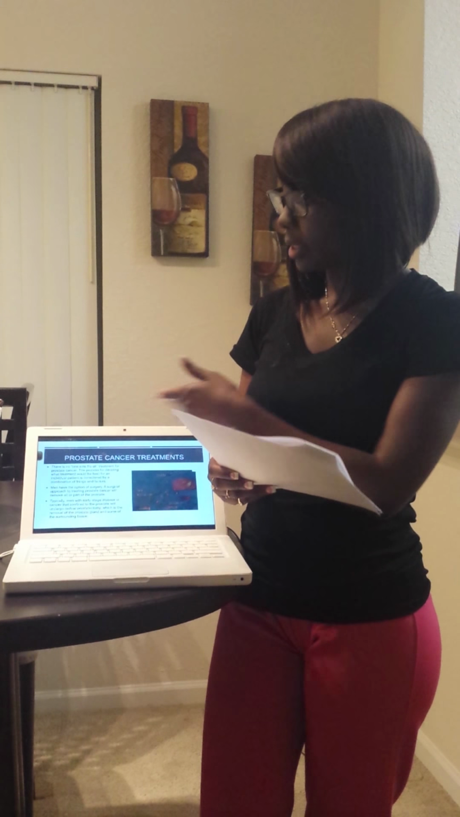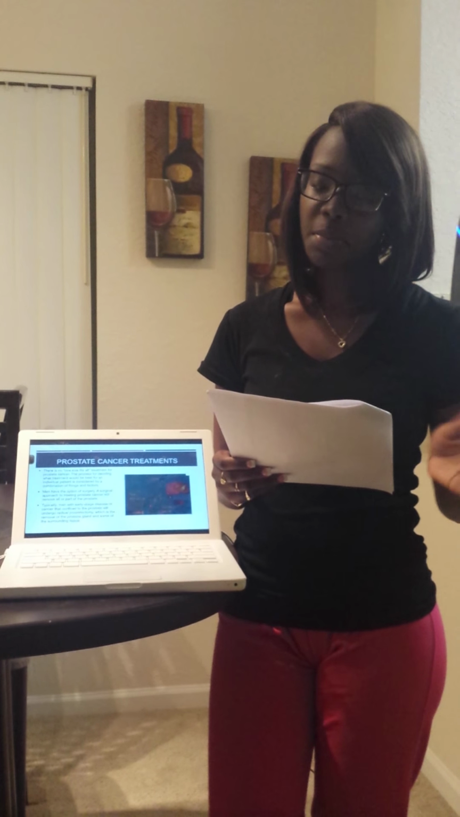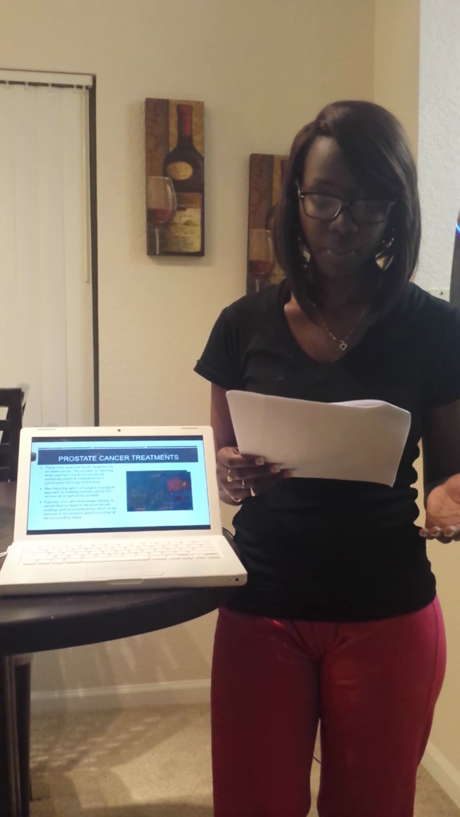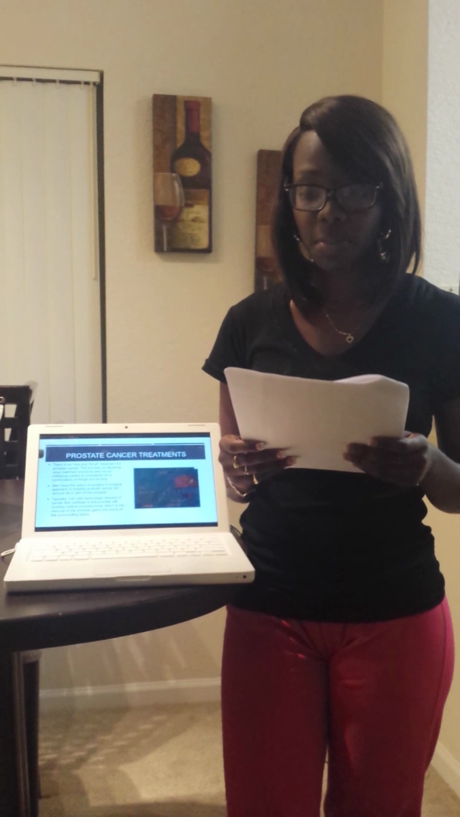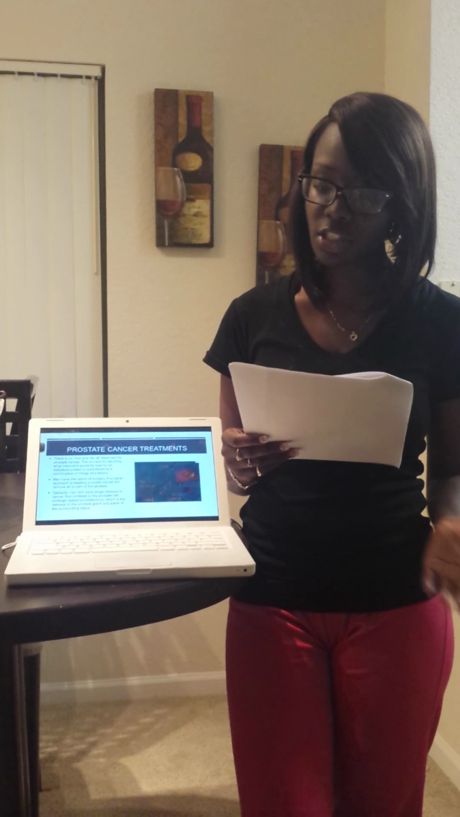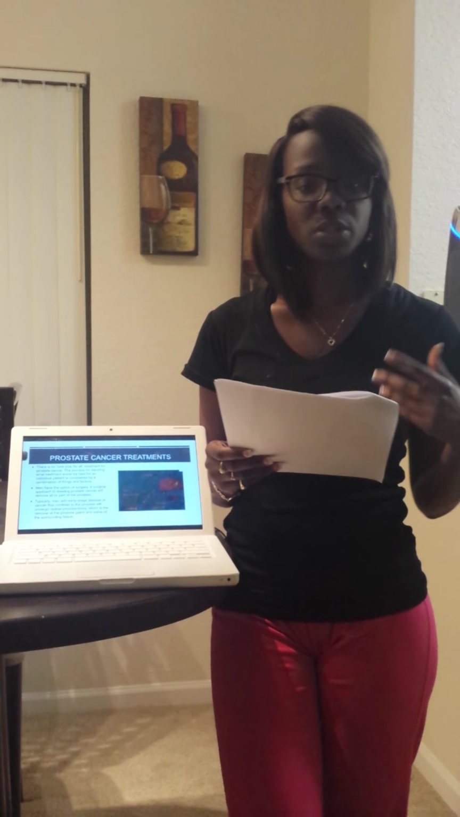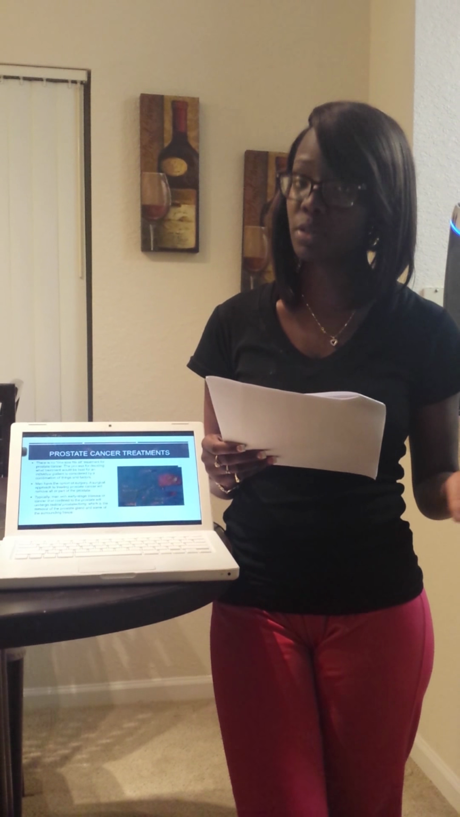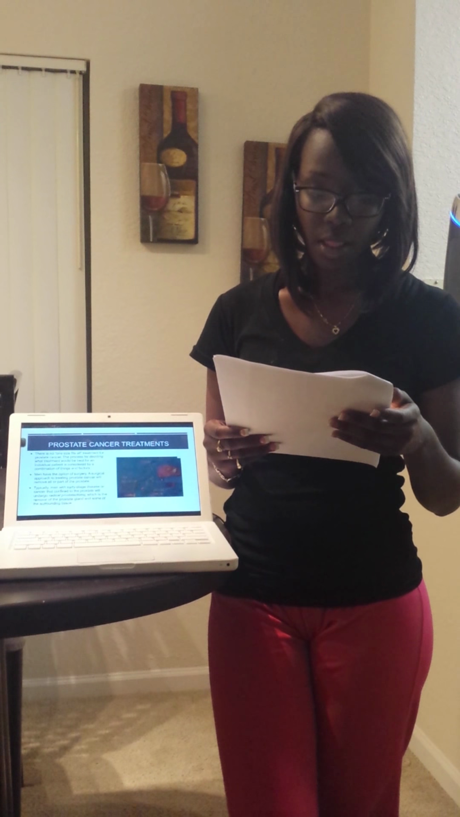Okay, so prostate cancer treatments. Typically there's no one-size-fits-all treatment for prostate cancer. The process for deciding what treatment will be best is considered by a combination of factors, which depends on the man, the therapy, the level of risk, and also personal circumstances.